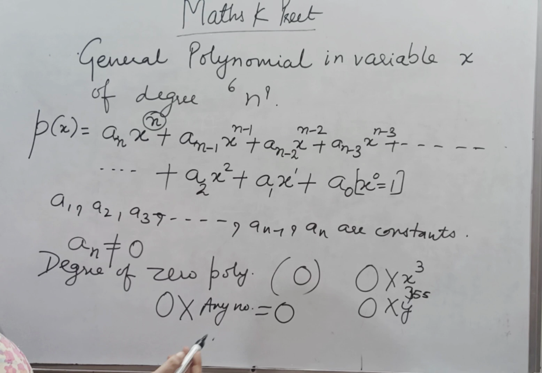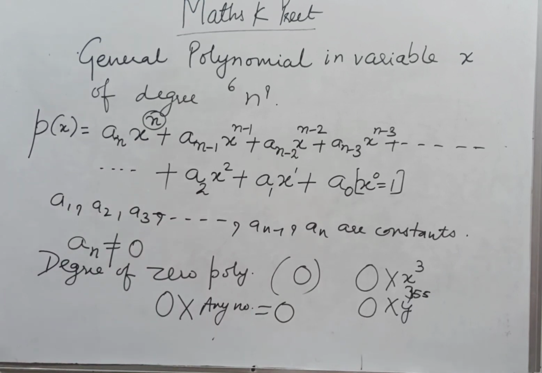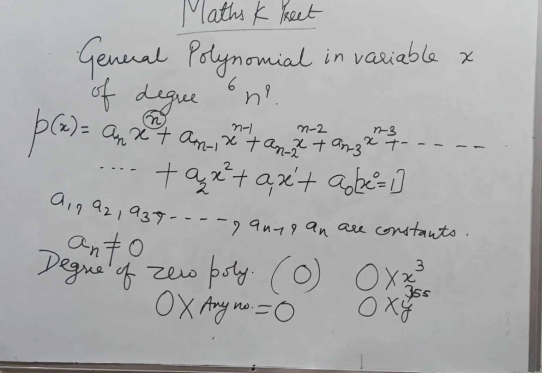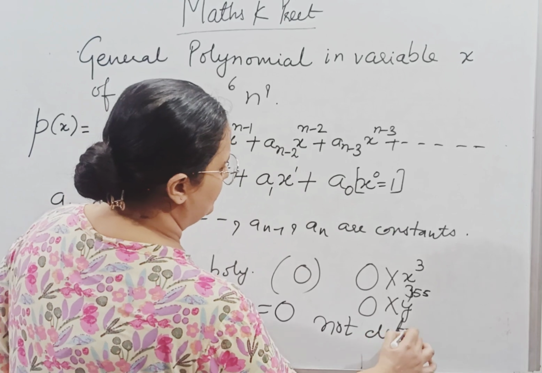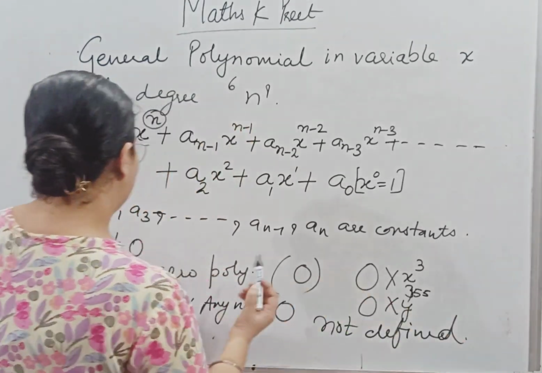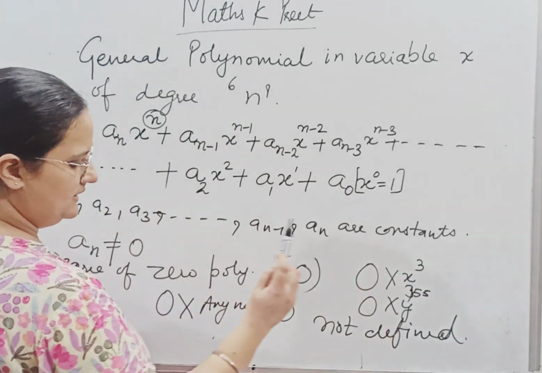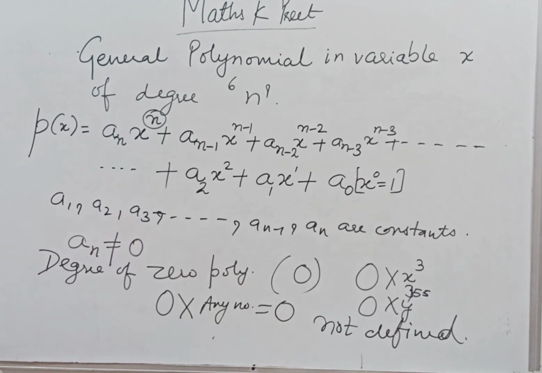So here degree for zero polynomial is not fixed. It can be any number and the numbers are infinite. So degree of zero polynomial is not defined actually. Remember this point, degree of zero polynomial is undefined or not defined.